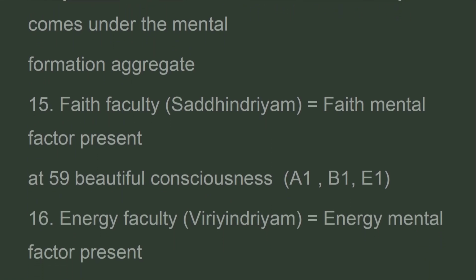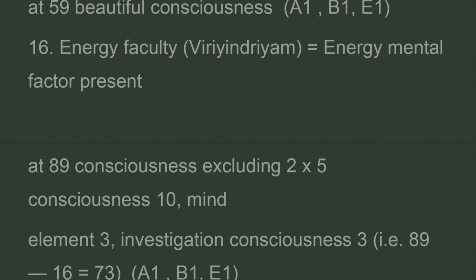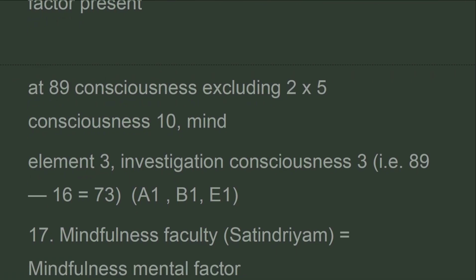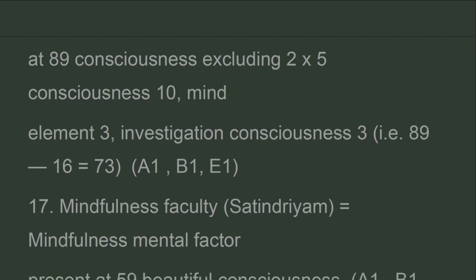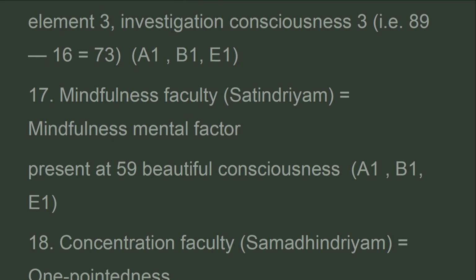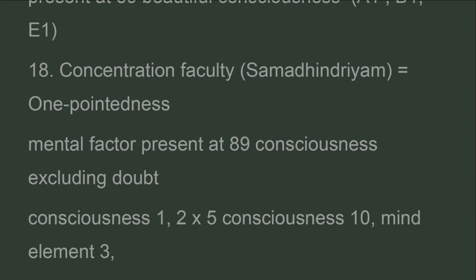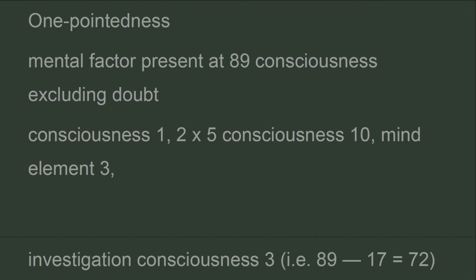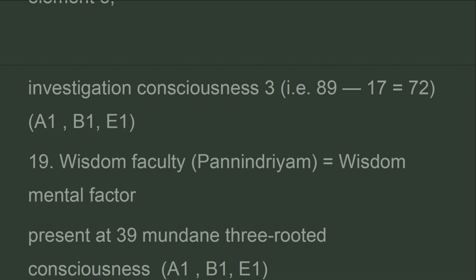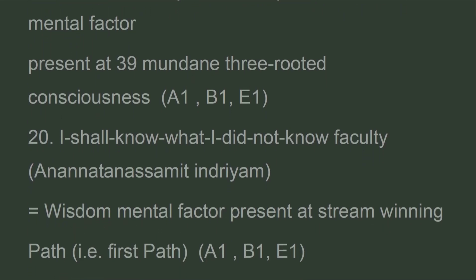15. Faith faculty equals faith mental factor present at 59 beautiful consciousness. 16. Energy faculty equals energy mental factor present at 89 consciousness excluding 2x5 consciousness and mind element 3. 17. Mindfulness faculty equals mindfulness mental factor present at 59 beautiful consciousness. 18. Concentration faculty equals one-pointedness mental factor present at 89 consciousness excluding doubt consciousness 1, 2x5 consciousness 10, mind element 3, investigation consciousness 3. 19. Wisdom faculty equals wisdom mental factor present at 39 mundane 3 rooted consciousness.